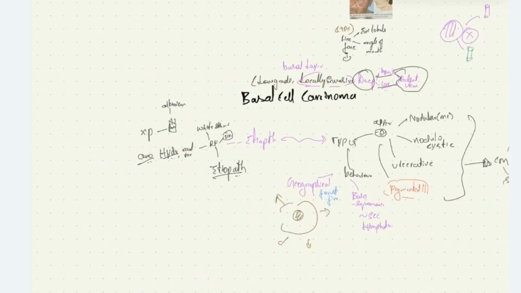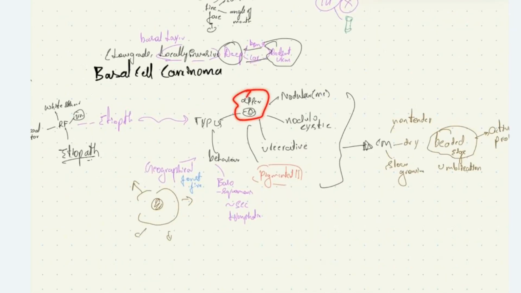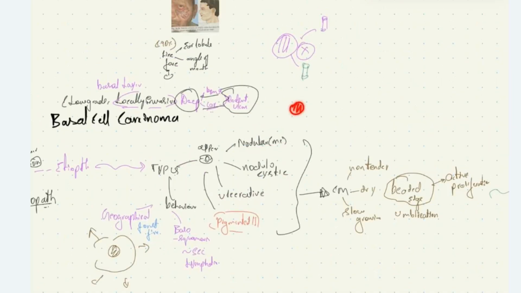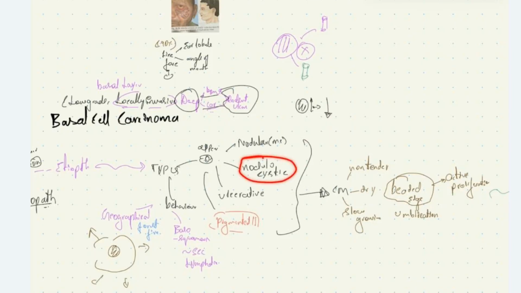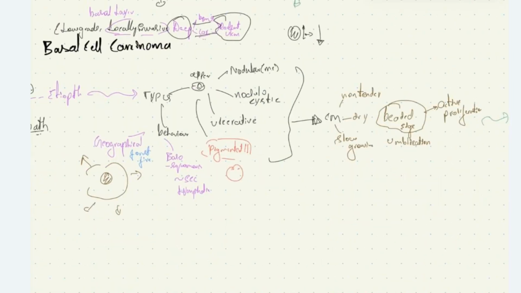What are the types of basal cell carcinoma? Based on appearance of the lesion, we have nodular type, where we see a nodular skin lesion. Nodular skin lesion meaning it has length, breadth, and depth. It is the most common type of basal cell carcinoma. Followed by that, we see nodulocystic lesions, ulcerative lesions, and also we can see pigmented lesions. This pigmented basal cell carcinoma makes us confused with malignant melanoma.